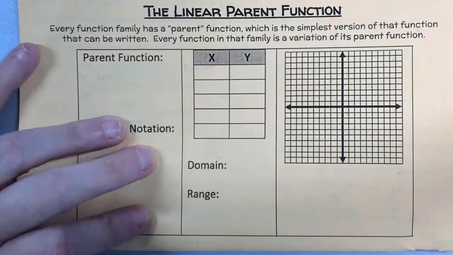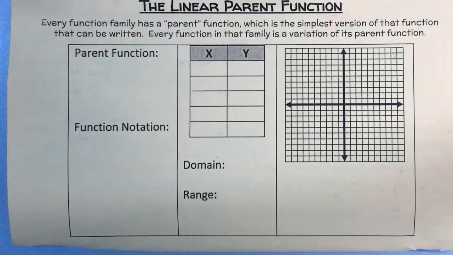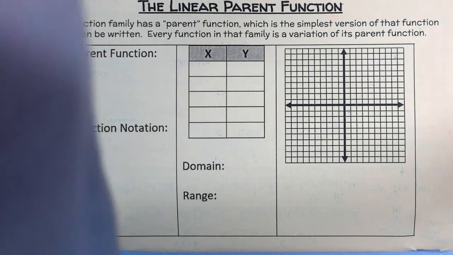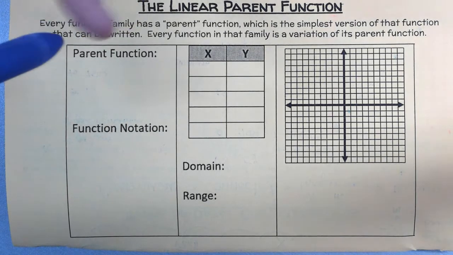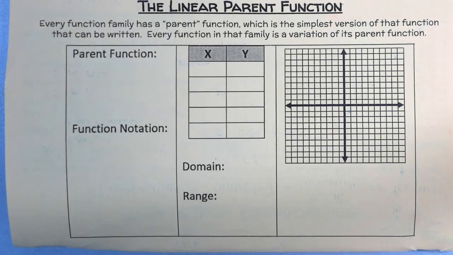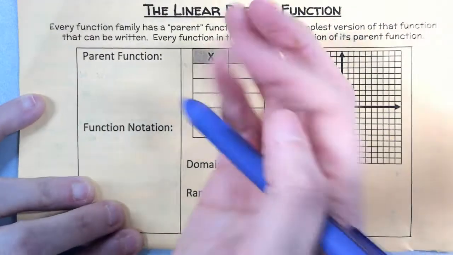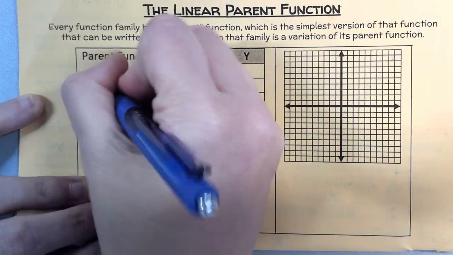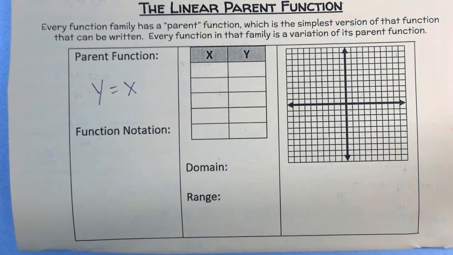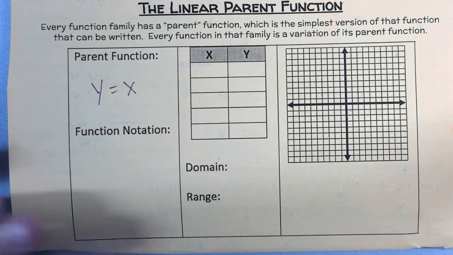So now, every function family has a parent function. We're in the linear family, so we're doing the linear parent function. When we do quadratics, we'll do the quadratic parent function, and then we'll do the exponential parent function. Okay? But every family has a parent function. So the parent function for the linear family is y equals x. Simple. It's the simplest equation we can write, okay?